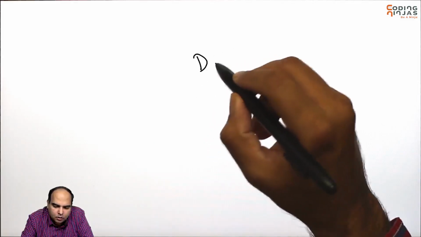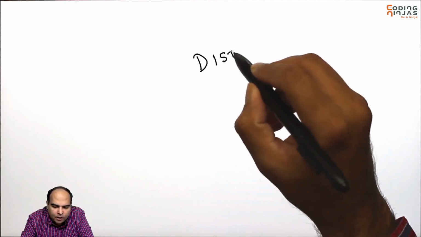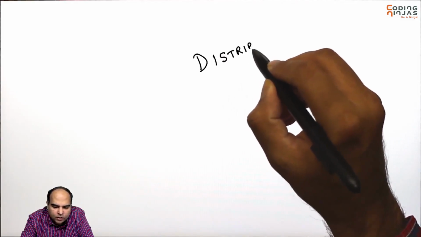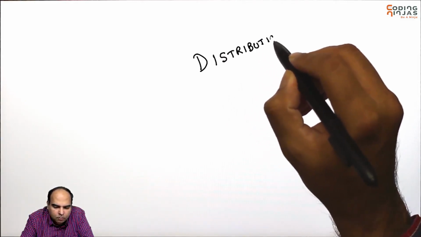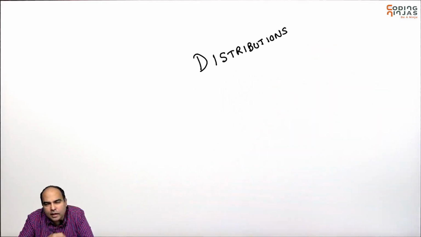So the next thing I'm talking about now is distributions. Distribution is an important element again because there are certain standard questions on distributions. But in distributions, again, just like selections, there are two kinds of distributions.